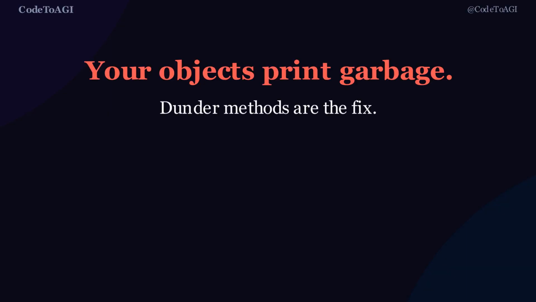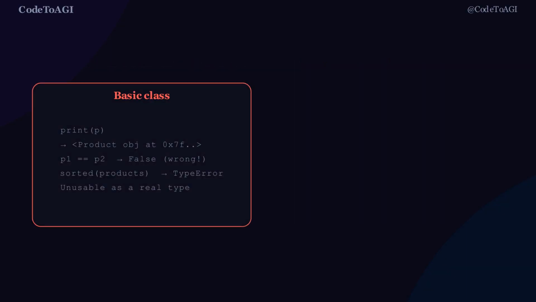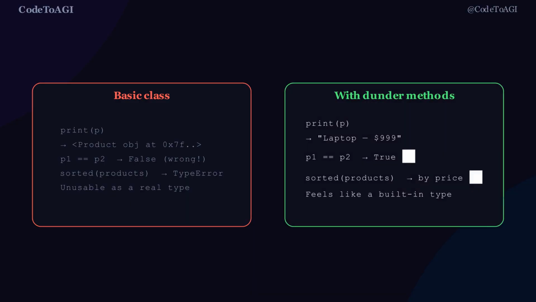You create a product class. You print it. You get <Product object at memory address>. Useless. You compare two products with the same name. Python says they are not equal. Wrong. You have no way to get the product count across all objects. Dunder methods solve all three problems.